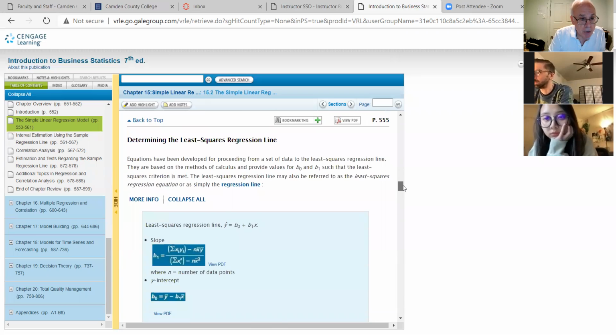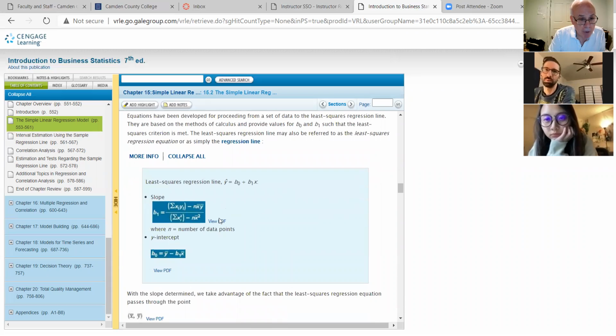All right, and then these formulas are derived from calculus. This is the formula for the slope of the least squares line, and this is the formula for the y-intercept of the least squares line. And you do need the slope first before you get the y-intercept, since the slope is part of the y-intercept formula.